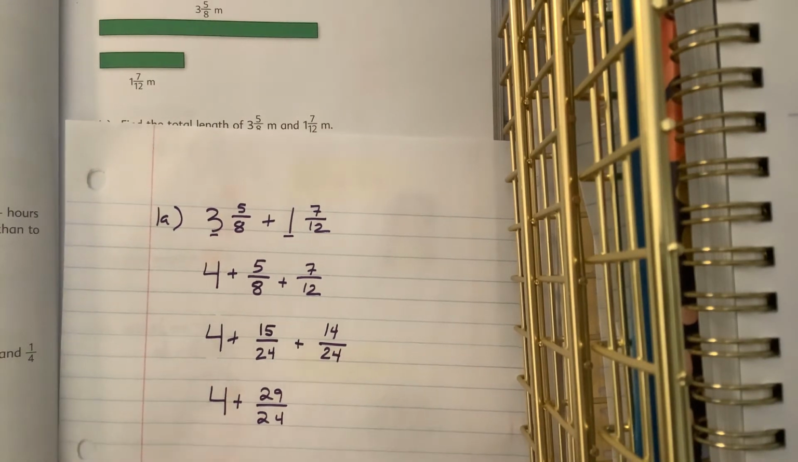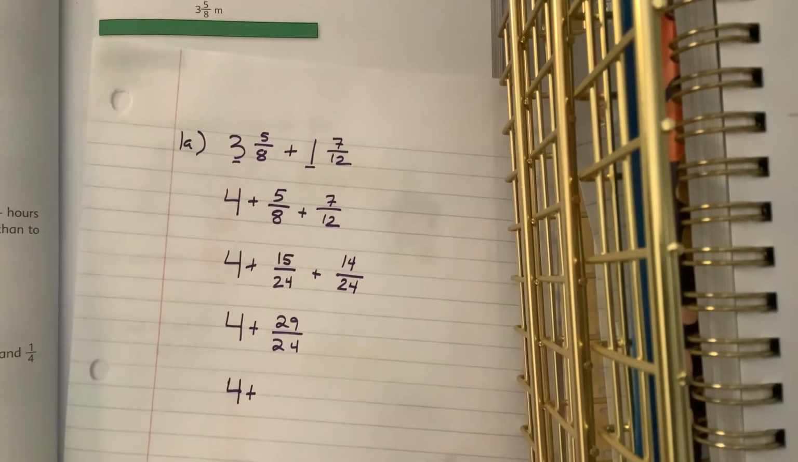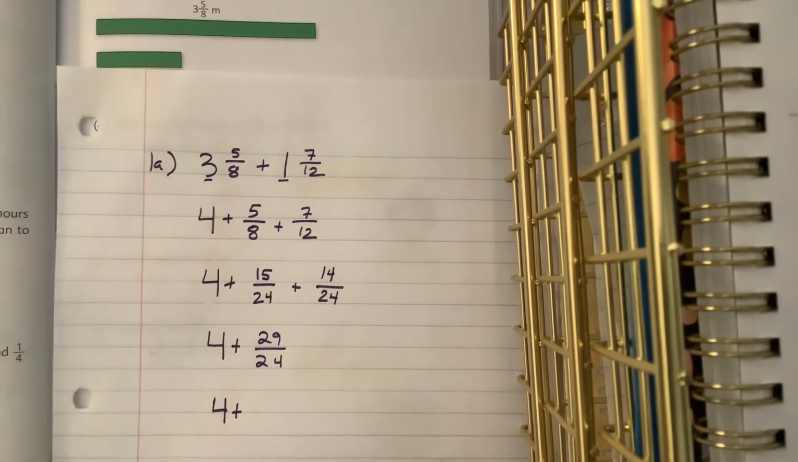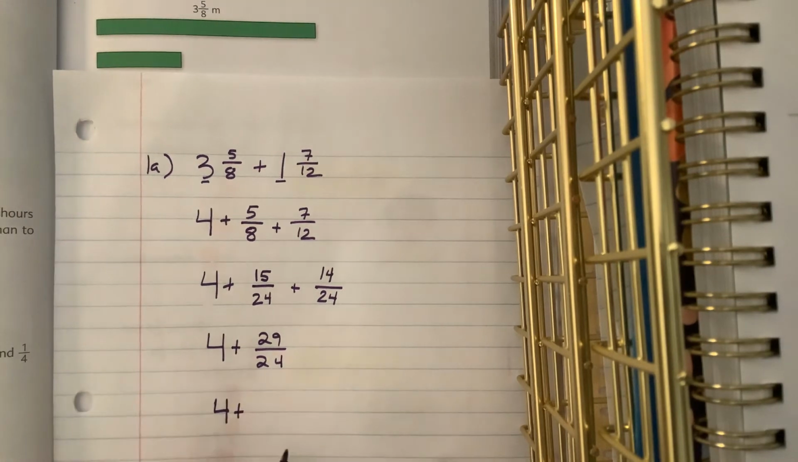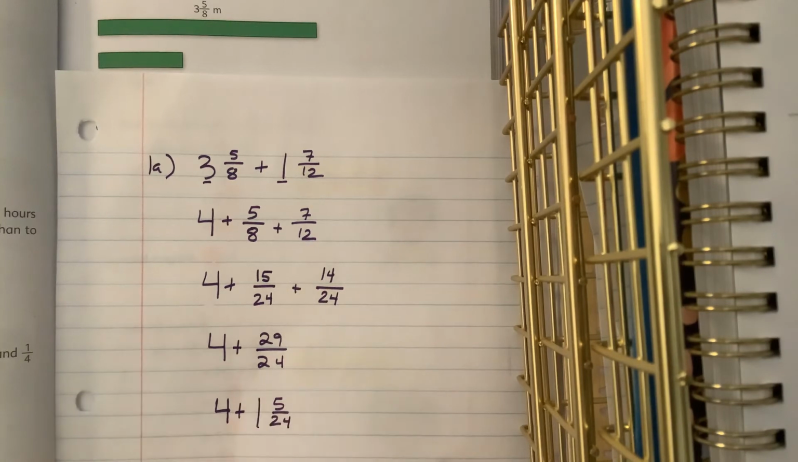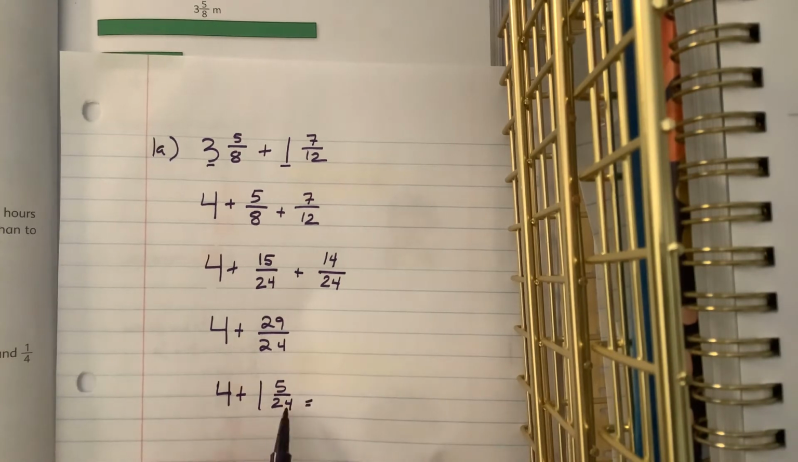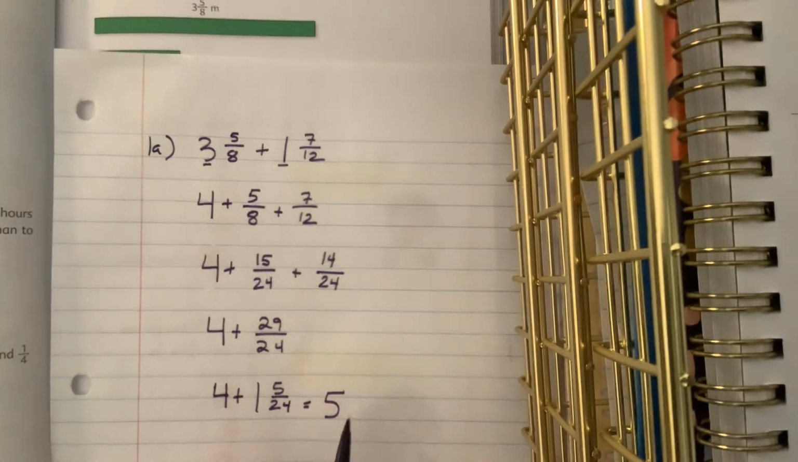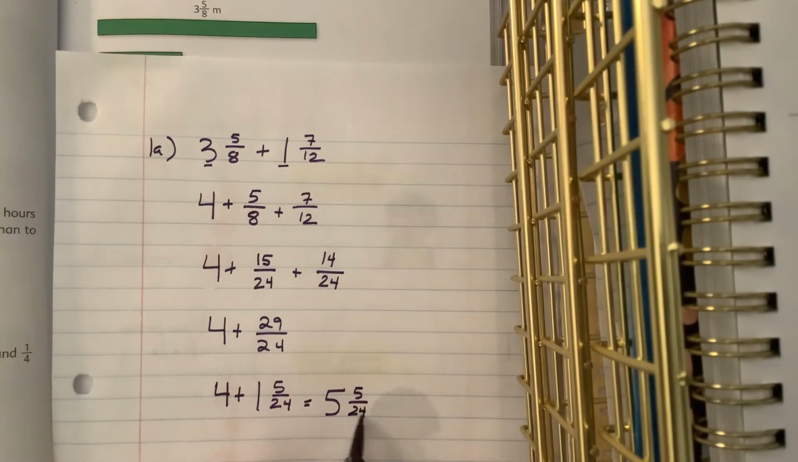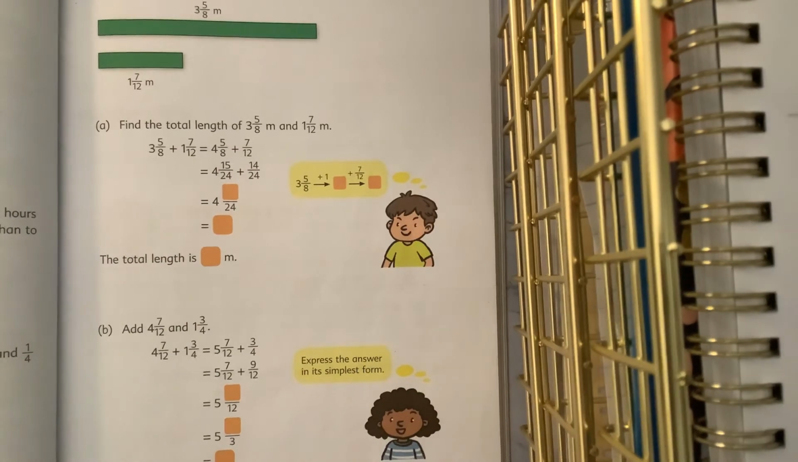Yeah, we can. That's currently improper. We keep writing this 4 plus because I don't want you to lose it. 4 plus 1 5/24. Now we can combine these together, right? We add these two together by adding these whole numbers. 4 plus 1 is 5, and our fraction is 5/24, which cannot be simplified. So this is how we'd add these mixed numbers, okay?